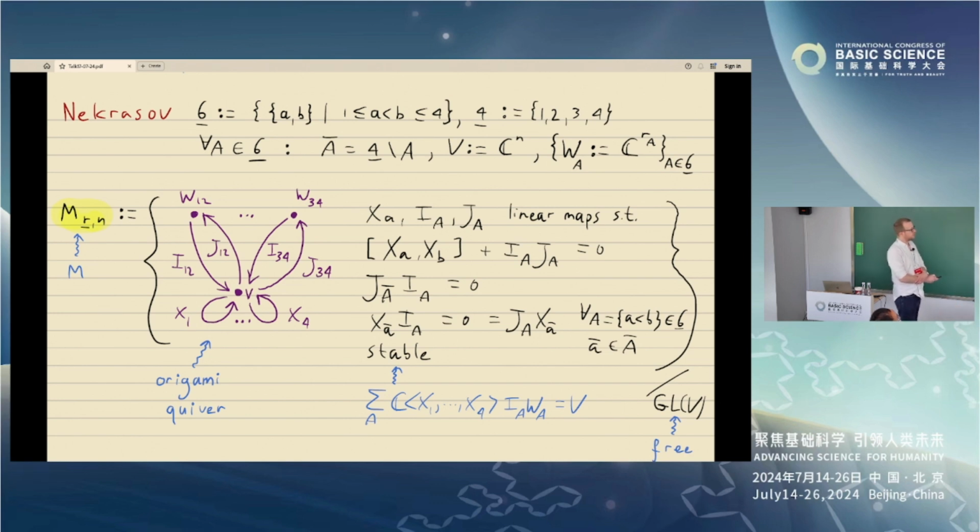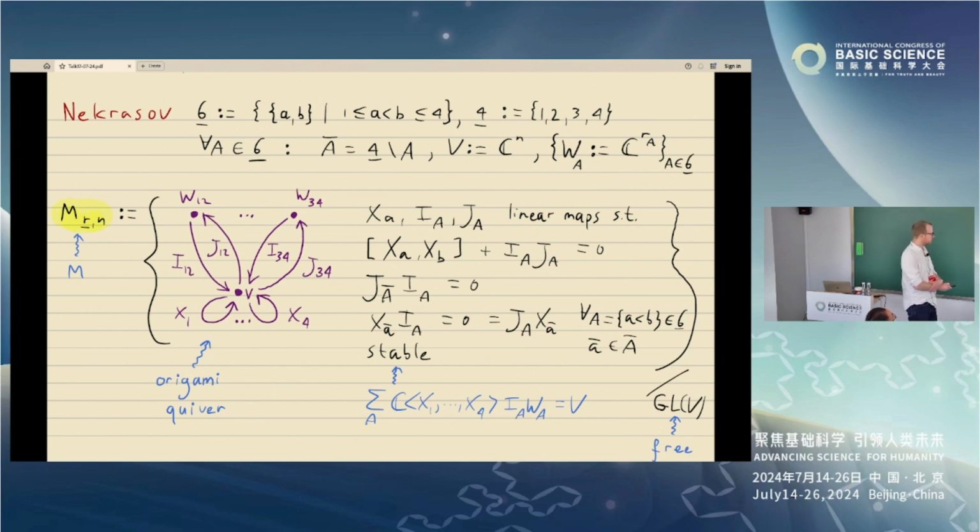We take V to be C^n, as before, but now we fix 6 framing vector spaces W_A, which are C^{R_A}. And then he tells us to look at the following quiver. So we have 6 framing vertices, W_A, and an internal vertex V. And we look at arrows I_A, J_A, going in and out, and loops X_1 up to X_4. And we look at representations.